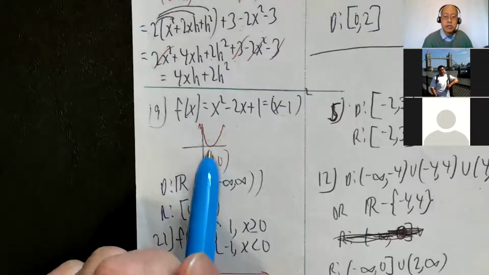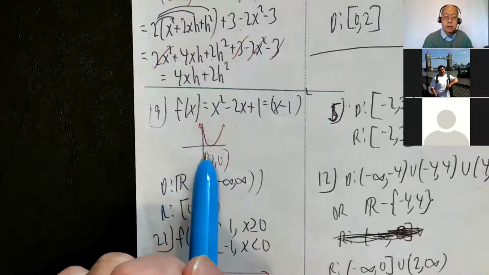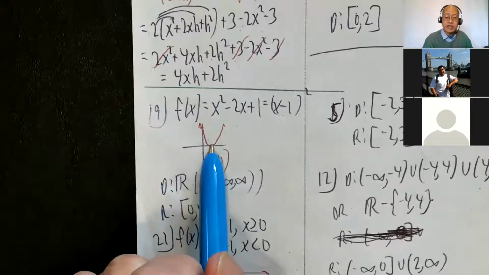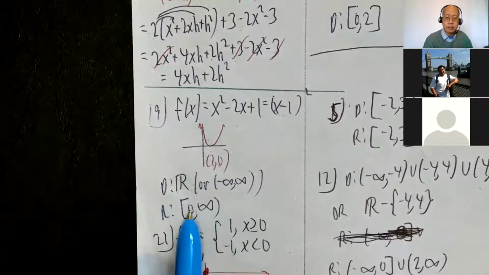Got a question for you. Range: what's the set of possible y values? Okay, so I don't have any y values down here. The lowest y value is 0, and I go up, up, up, up, up, up. So the range is bracket 0, infinity. So all the numbers from 0 to infinity.